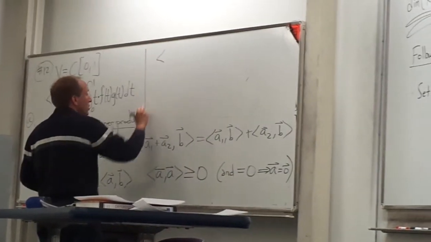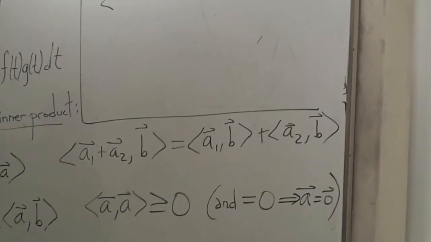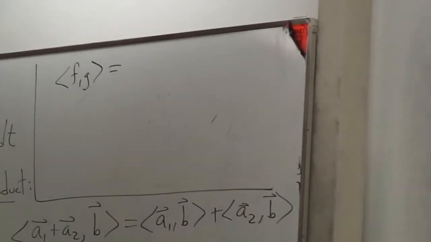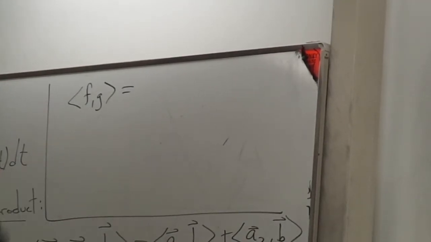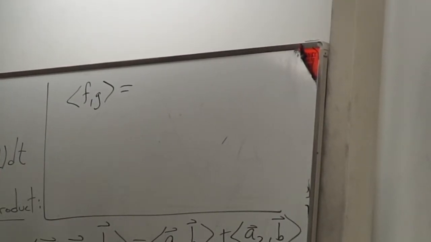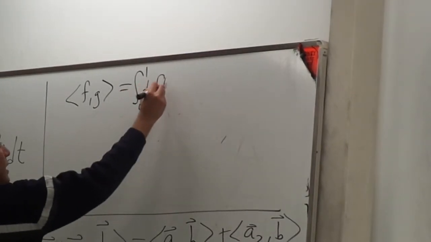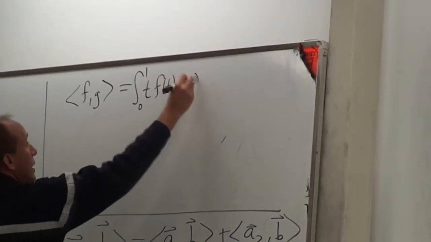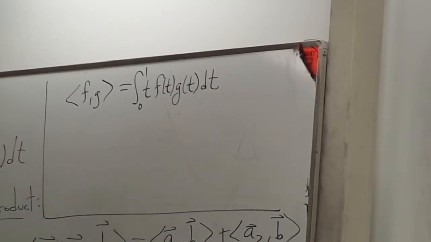Okay, so let's do the first one. Now, in my notation for this problem, we're using F and G, right? So the inner product of F and G. I might give you a choice. I might say write down 2 of the axioms of an inner product and verify those 2. Okay? That'd be a reasonable question. All right, so this is the integral from 0 to 1 of t, f of t, g of t, dt. Agreed? Everybody good with that?